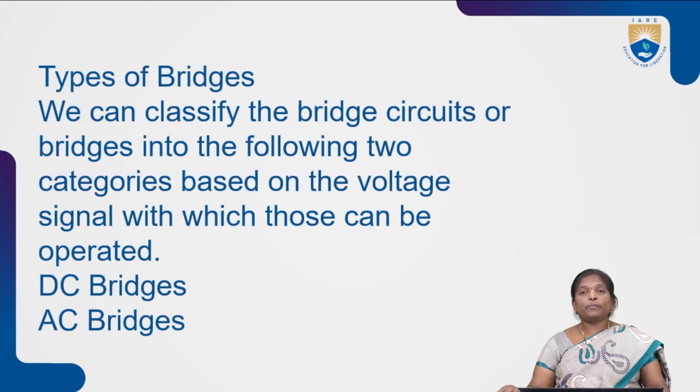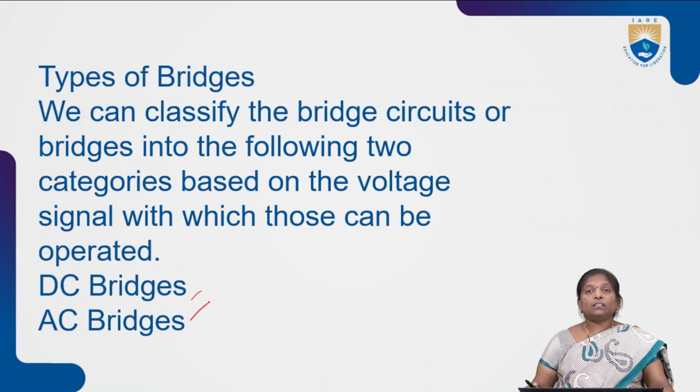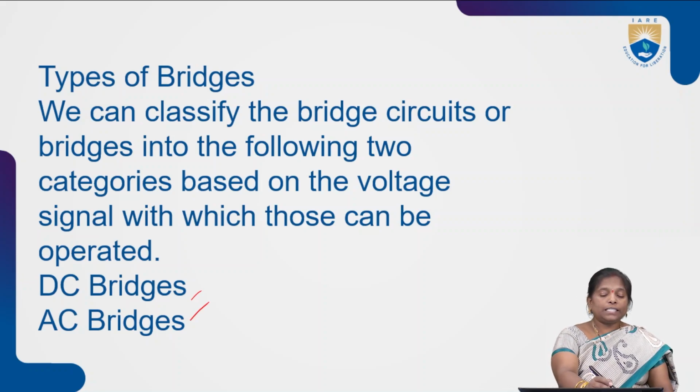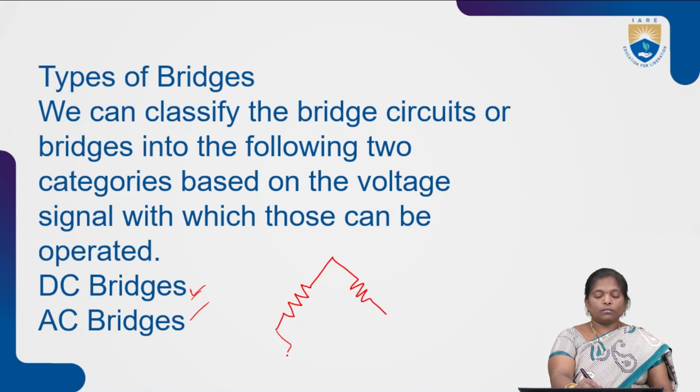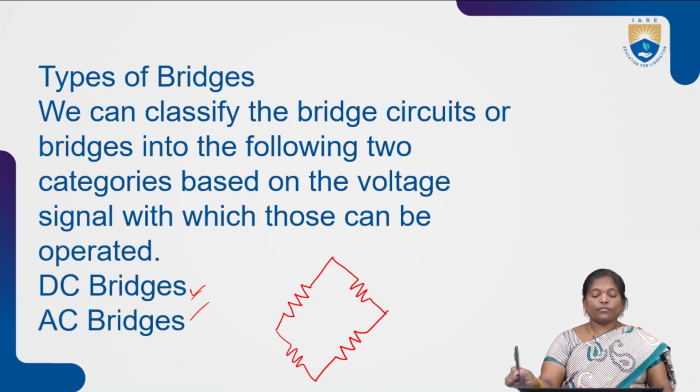Generally we have 2 types of bridges. These bridges are classified into 2 types, DC bridges and AC bridges. The main difference between DC and AC bridges is that in DC bridges we have discussed only resistance. So this is the construction of a bridge.